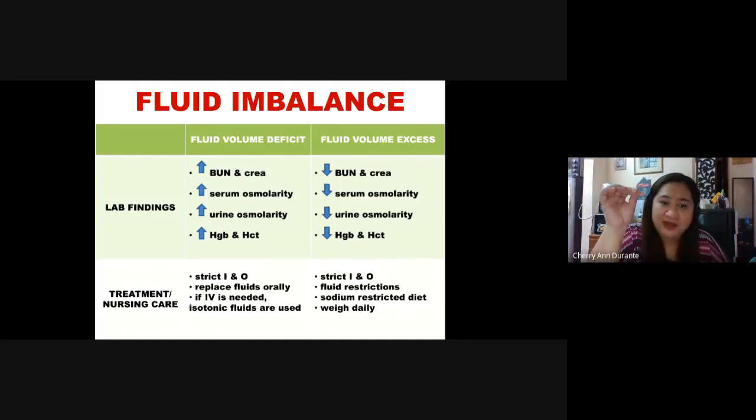So, anong treatment of care? It's there already. So, you have INO monitoring, replace fluids, give IV. And then for fluid volume excess, lahat decrease. Your intervention is strict INO monitoring again. Fluid restrictions, okay? Nabanggit ko na yan kanina. Sodium restriction, and then daily weight. Actually, for both, you do daily weight.